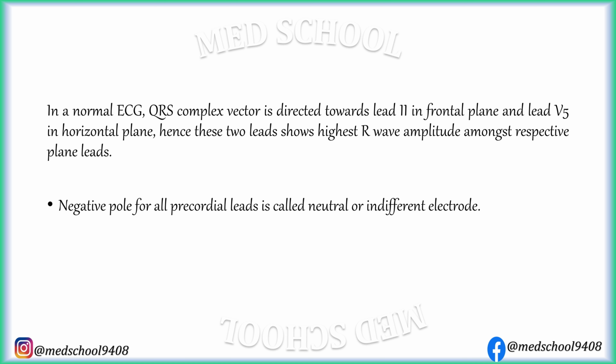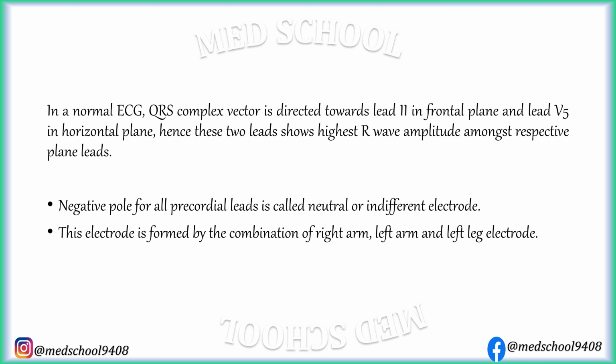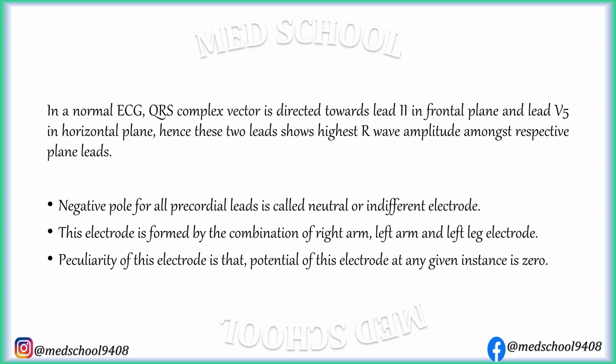Negative pole for all precordial lead is called as neutral or indifferent electrode. This electrode is formed by a combination of right arm, left arm and left leg electrode. Peculiarity of this electrode is that potential of this electrode at any given instance is 0. And that's why it is assumed to be placed at center of heart where potential is 0.